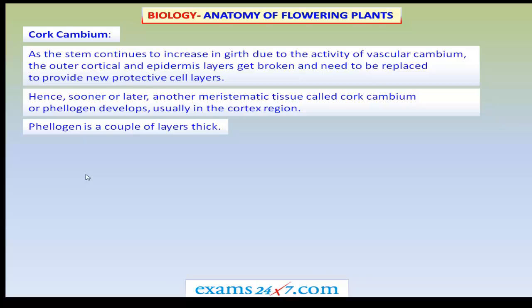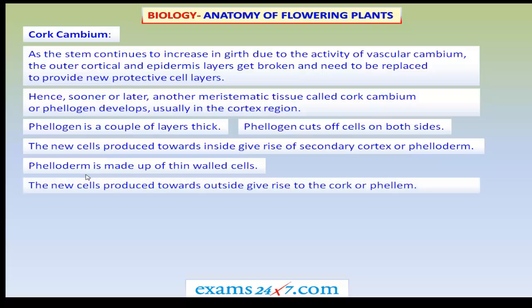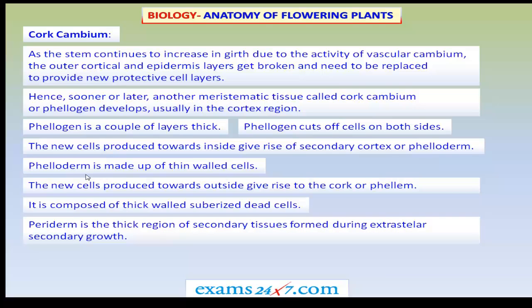The phellogen that develops at the cortical region starts cutting off new cells on both sides. The new cells that are produced towards the inner side develop into secondary cortex or phelloderm. The phelloderm is made up of thin-walled cells. The new cells that are produced towards the outer side give rise to what is called cork or phellum. In fact, the cork or phellum consists of thick-walled, suberized dead cells. They are impervious to water. And these three layers together constitute what is called periderm.